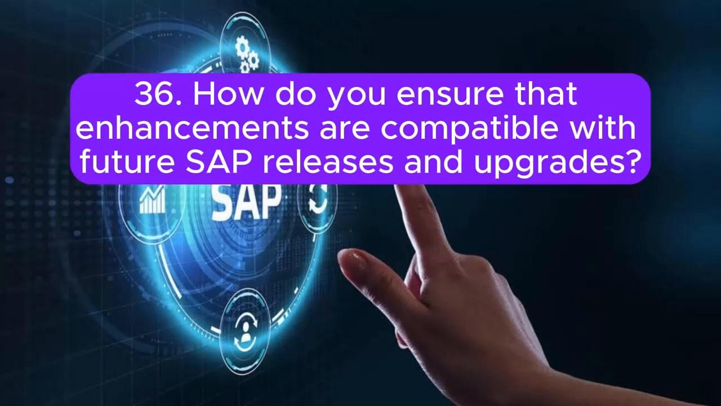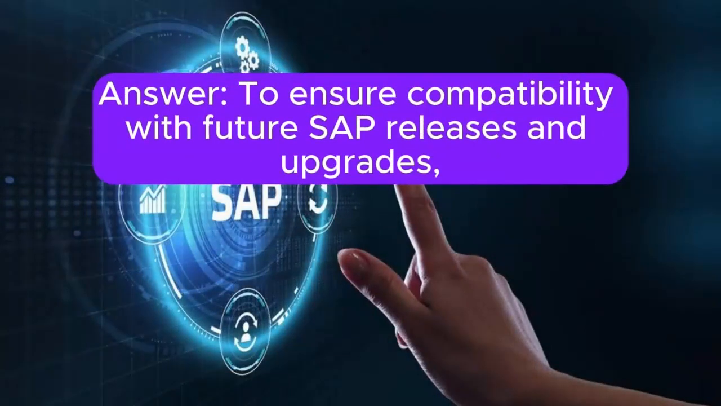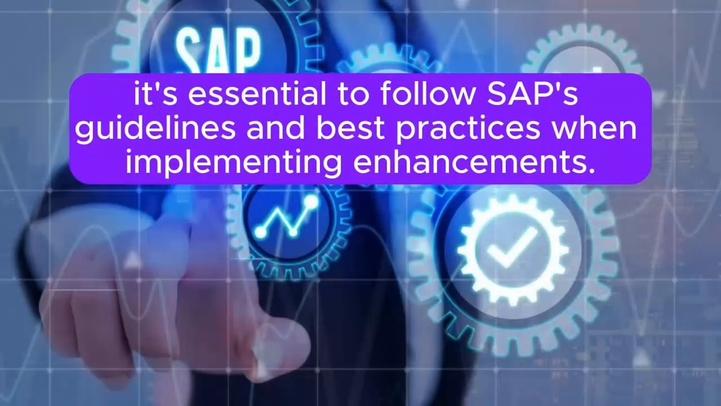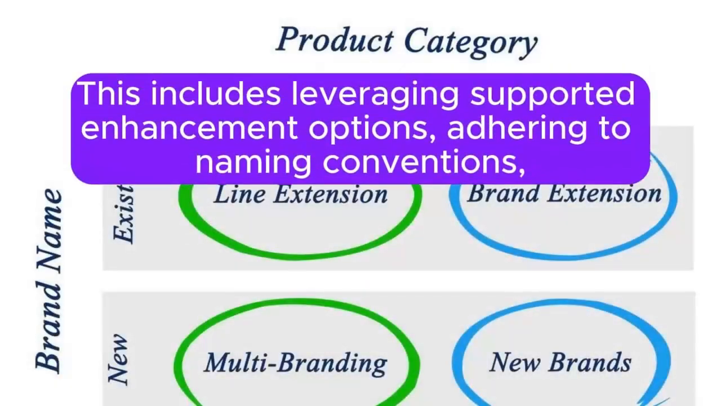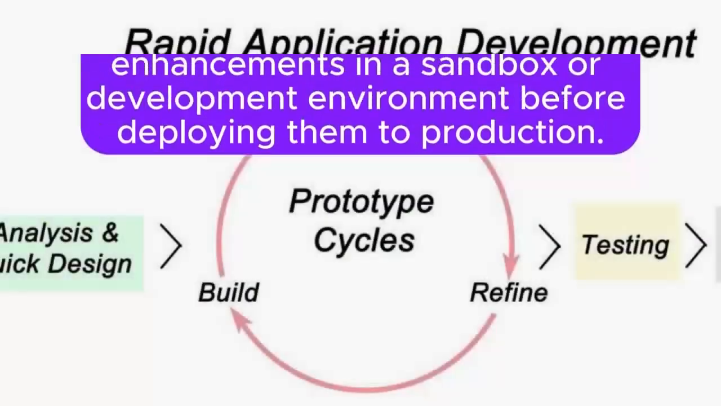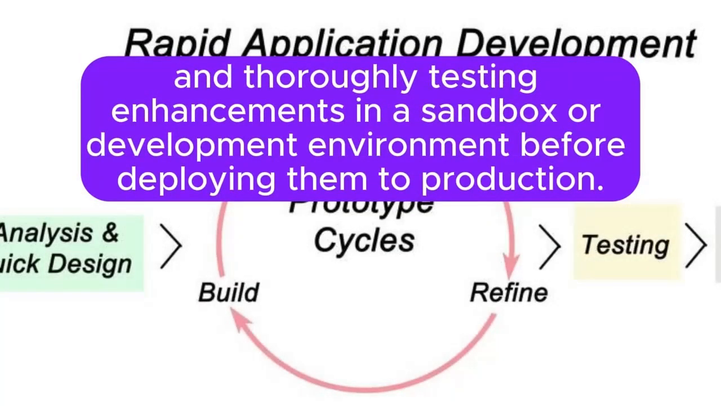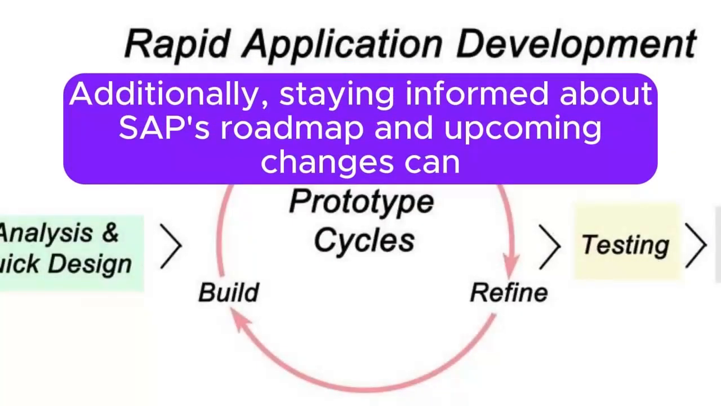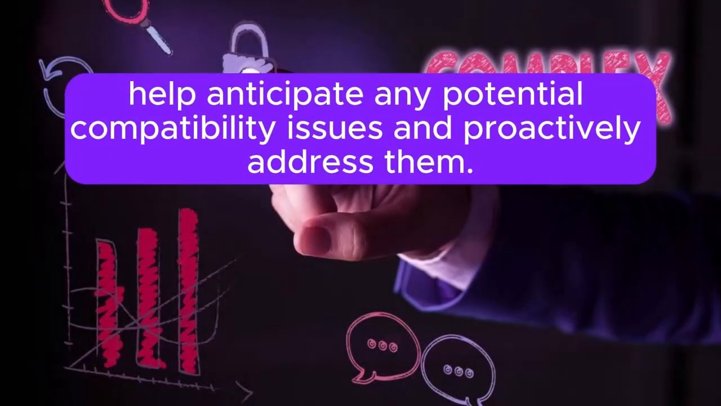36. How do you ensure that enhancements are compatible with future SAP releases and upgrades? Answer. To ensure compatibility with future SAP releases and upgrades, it's essential to follow SAP's guidelines and best practices when implementing enhancements. This includes leveraging supported enhancement options, adhering to naming conventions, and thoroughly testing enhancements in a sandbox or development environment before deploying them to production. Additionally, staying informed about SAP's roadmap and upcoming changes can help anticipate any potential compatibility issues and proactively address them.